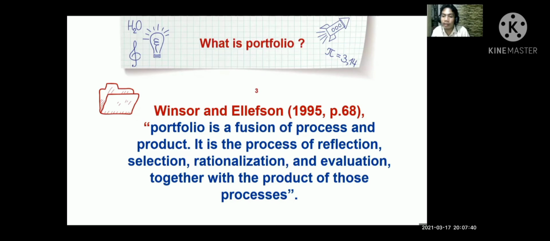The next definition is from Windsor and Ellison, 1995. Portfolio is a fusion of process and product. It is the process of reflection, selection, rationalization, and evaluation, together with the product of those processes. So, that's right again, isn't it? When we make a portfolio, that's where we rationalize the knowledge we learned and evaluate ourselves on whether we really learned as students. And it's the same for the teacher. That's where the teacher processes and summarizes the topics and the activities that were given to a student, and tracks whether the student is really learning. So that's why a portfolio is a fusion of process and product.